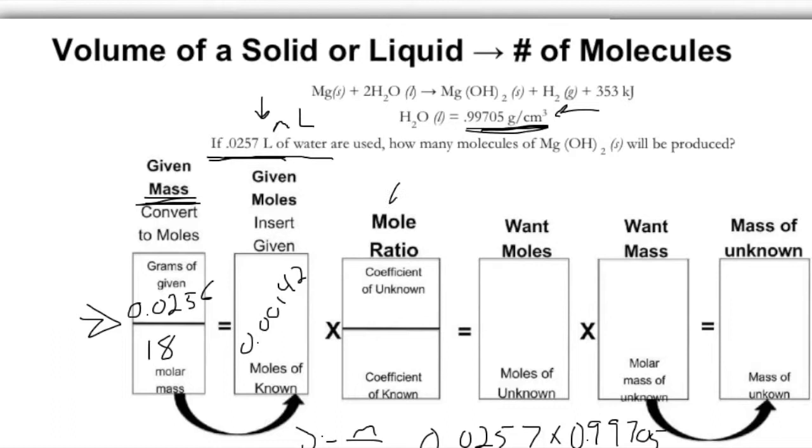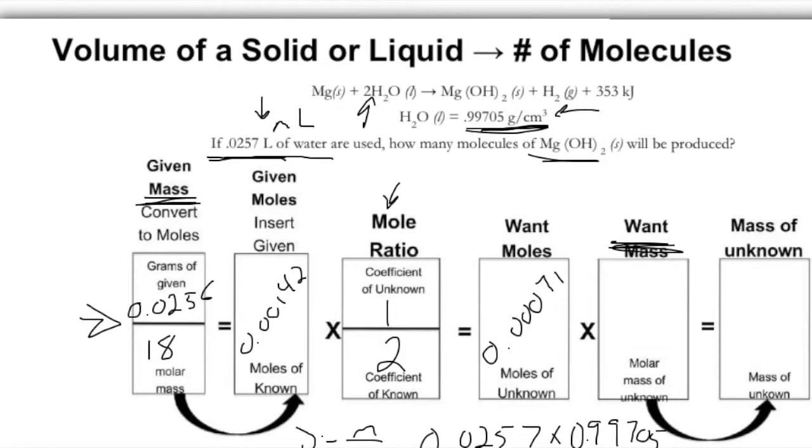Now the mole ratio, my unknown is magnesium hydroxide, which has a coefficient of 1. My known is water up here, which has a coefficient of 2 in the equation. So I'm multiplying 0.00142 times 1/2, so 0.00071.